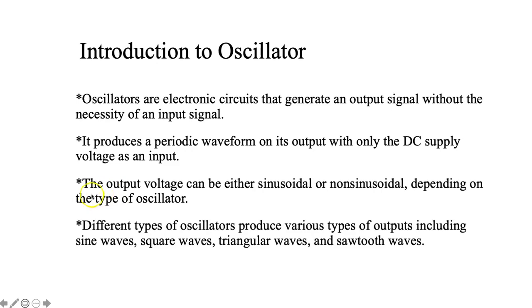So let's quickly read here. The output voltage can be either sinusoidal or non-sinusoidal depending upon the type of oscillator. There are two types of oscillator: linear oscillator and non-linear oscillator. In a non-linear oscillator, you can generate waveforms like triangular waves, sawtooth or square waves, which use non-linear devices like your inverter, comparator, etc. And in the linear oscillator, you have a sinusoidal signal coming out in a periodic way. And the last point says different types of oscillators produce various types of waveform, which is the same thing.